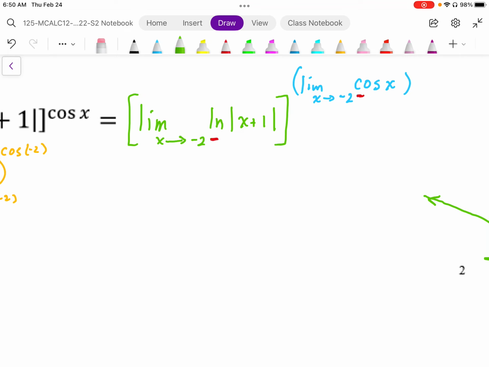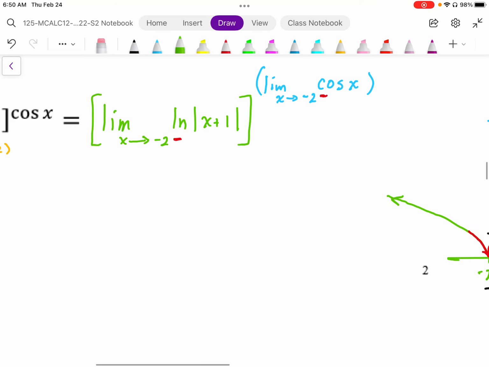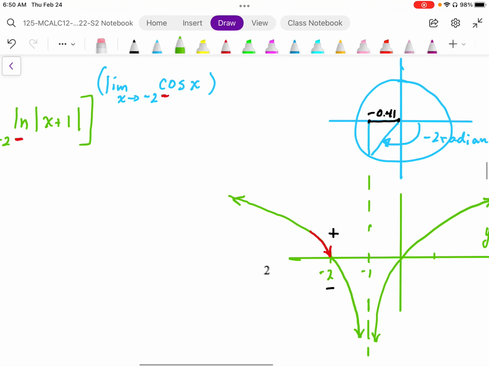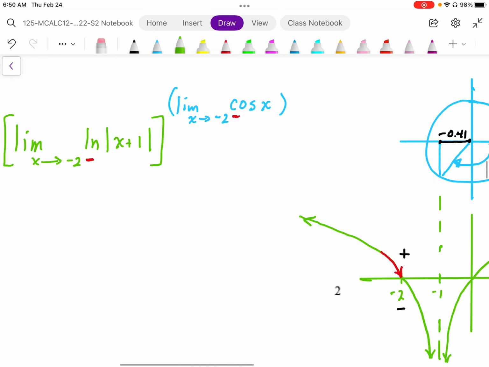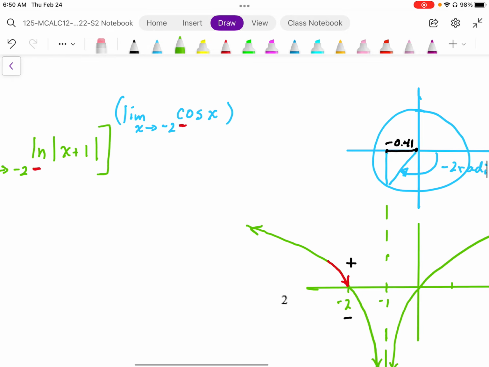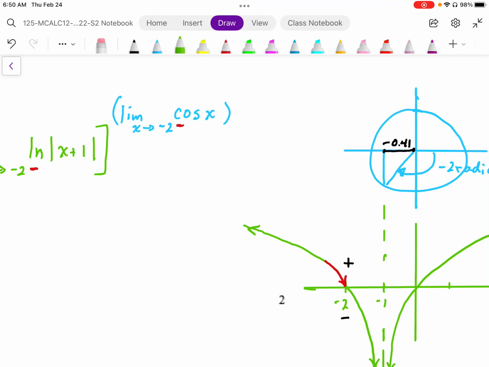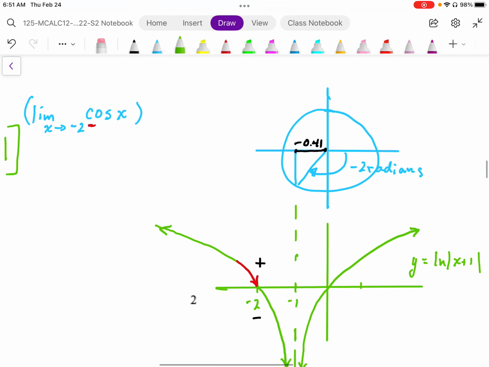We're looking at the limit as x goes to -2 from the negative side in green. This is a green graph here, and it's approaching 0 from the positive side. Then we can look at the exponent separately: the limit as x approaches -2 from the negative side. Well, 2 radians is in quadrant 3, so -2 radians is in quadrant 3, and we're approaching it in this direction from the negative side.